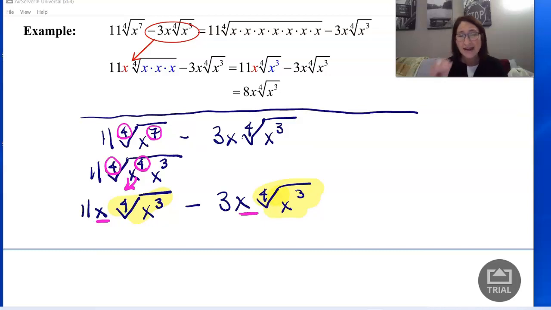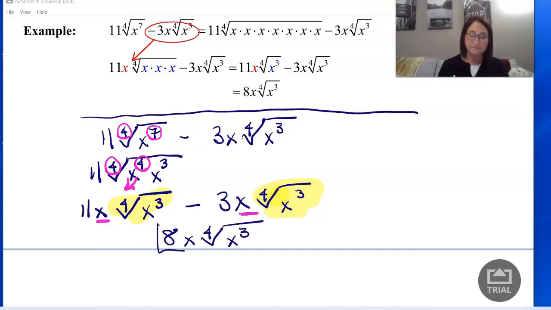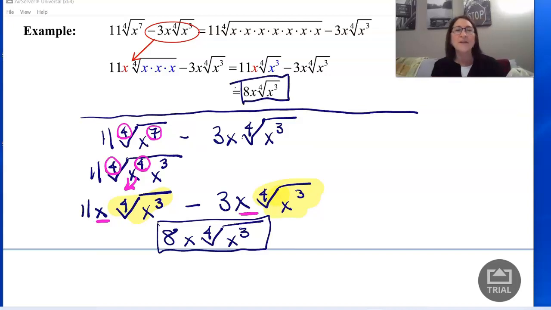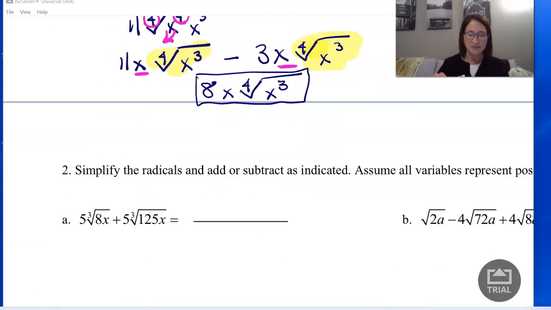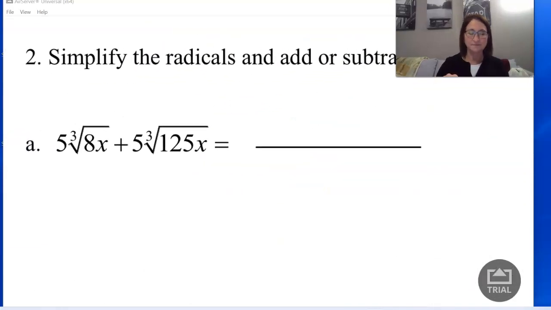So because of that, I can subtract. If one of them was an x squared, then I couldn't subtract them. But because they are the same, I can. And so 11 minus 3 is going to give us 8x fourth root of x cubed. There we go. And that's what we got up there using the expansion method. All right, let's jump into some more of these examples.